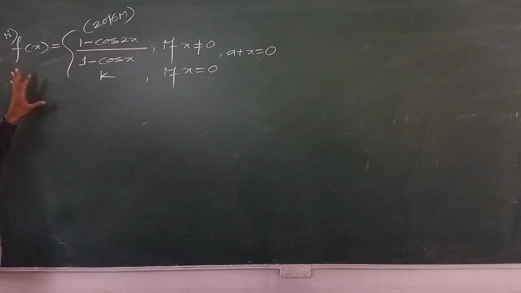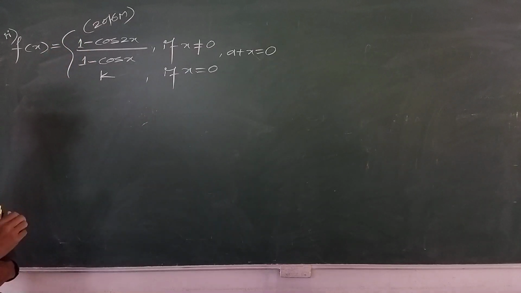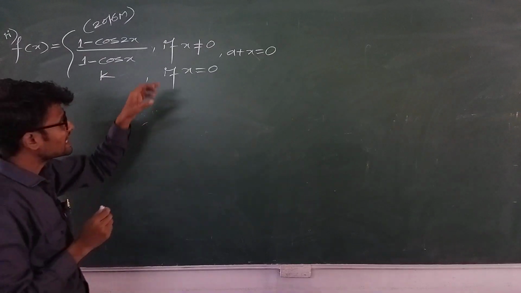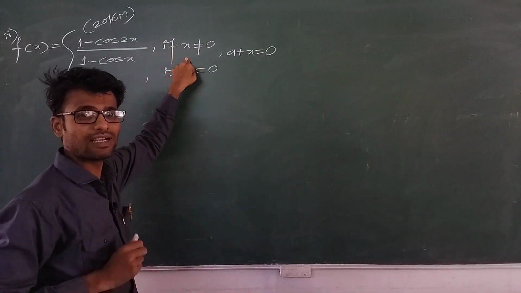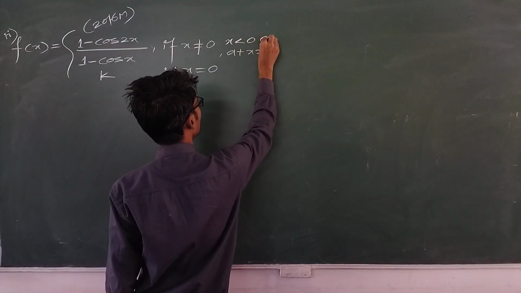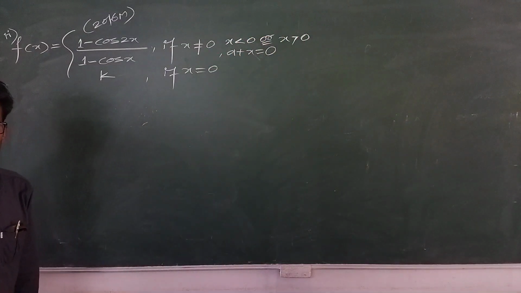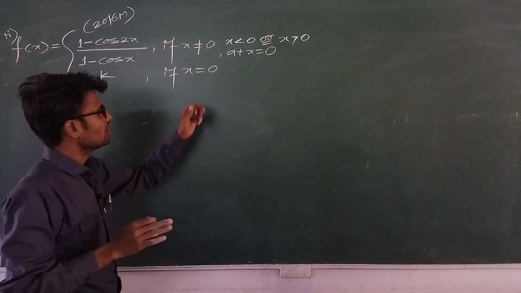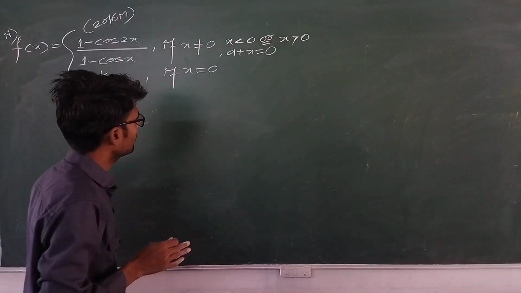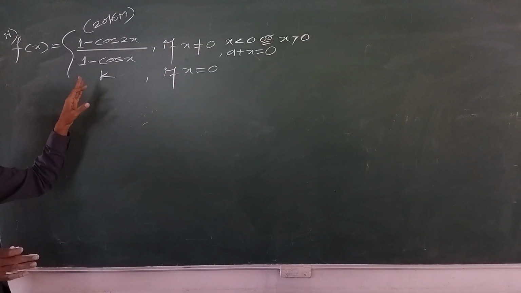See, f of x equal to, they have given 1 minus cos 2x divided by 1 minus cos x if x is not equal to 0. So when x is not equal to 0, we are having two possibilities here. One is x less than 0 and another one is x greater than 0. See, x is not equal to 0 means you take x less than 0 or x greater than 0, right? And for x equal to 0, the value of the function is k.